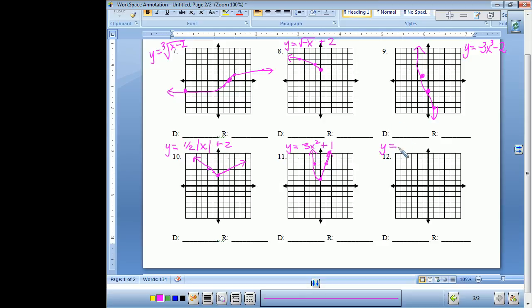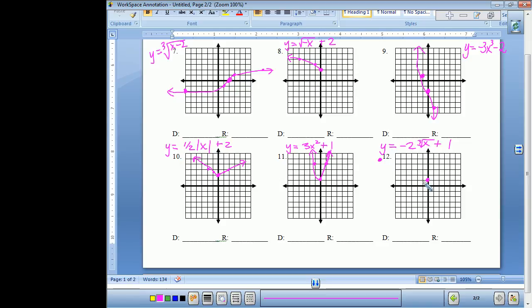Number 12. Negative. Love those negatives out in front. The negative out in front causes a reflection over the x. All right. So this one's going to be shifted up 1. It's a cube root. So we're picking numbers that we can take the cube root of. Like the cube root of negative 8 is negative 2. So if I went negative 8, normally I'd go down 2. But because of the negative 2 up in front, I'm actually going to go up 4.